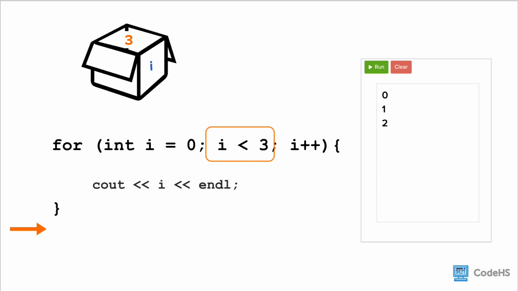Notice in this loop, the variable was initialized at 0 and the condition was less than 3. The result was looping 3 times with i at 0, 1, and 2. This is a very common setup for a traditional loop where you want to specify the number of times the program can execute.